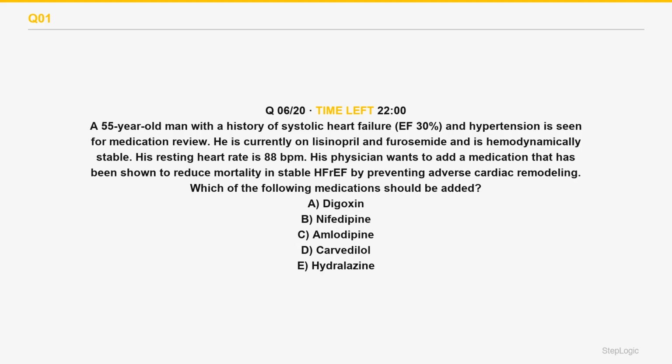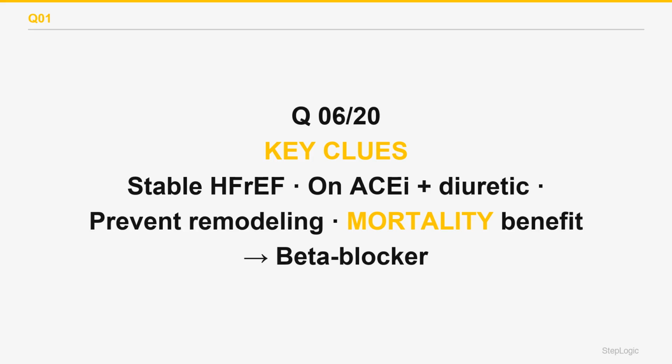Read the command. Which medication reduces mortality by preventing remodeling? Stable HFrEF. Already on ACE inhibitor and diuretic. The question is asking for the next mortality-reducing drug. Carvedilol is a non-selective beta blocker with alpha-1 blocking activity. 3 beta blockers have proven mortality benefit in HFrEF: carvedilol, metoprolol succinate, and bisoprolol. They block the chronic catecholamine-driven remodeling that enlarges and weakens the ventricle over time.